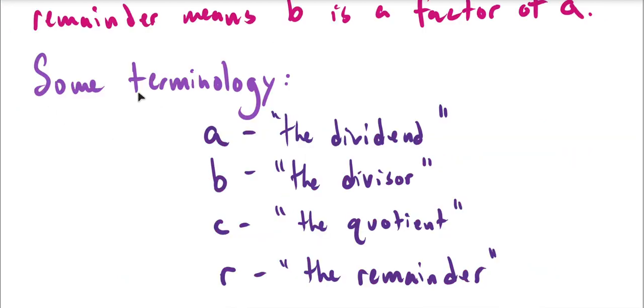Let's refresh ourselves on some terminology here. As we've used them currently, a is called the dividend, the thing which is divided. b is called the divisor, the thing doing the dividing. c is the quotient, the result we get, and r is the remainder, the amount left over.